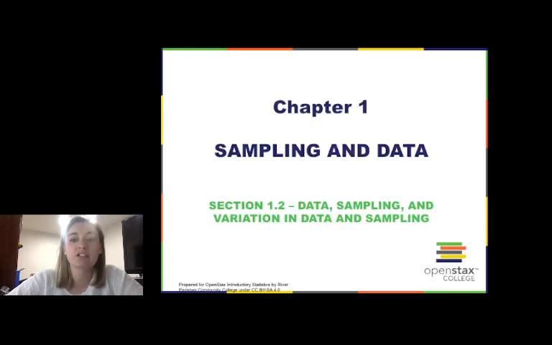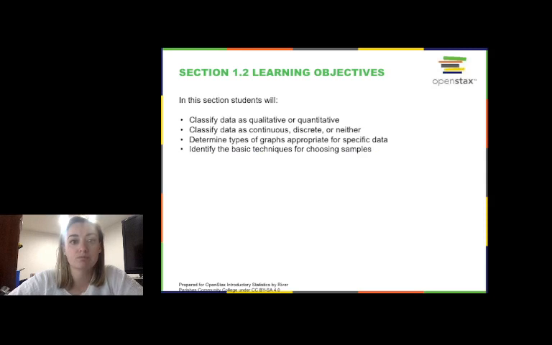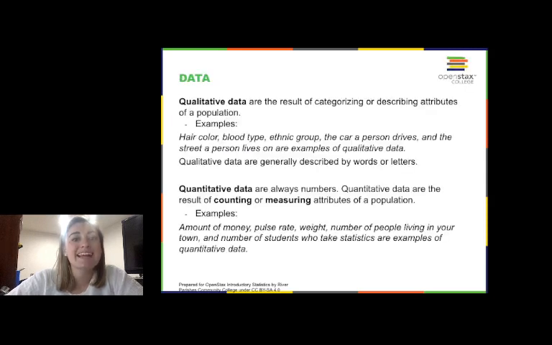We are next moving into section 1.2, data sampling and variation in data and sampling. Qualitative data are the result of categorizing or describing attributes of a population. Qualitative, it's talking about qualities. We're not talking about numbers here.